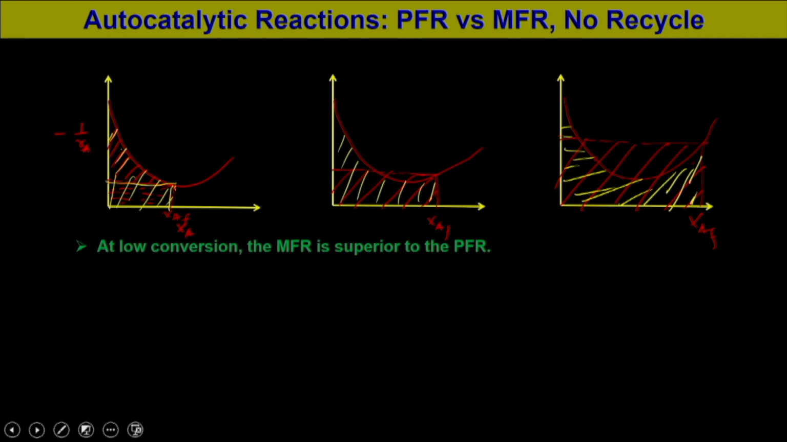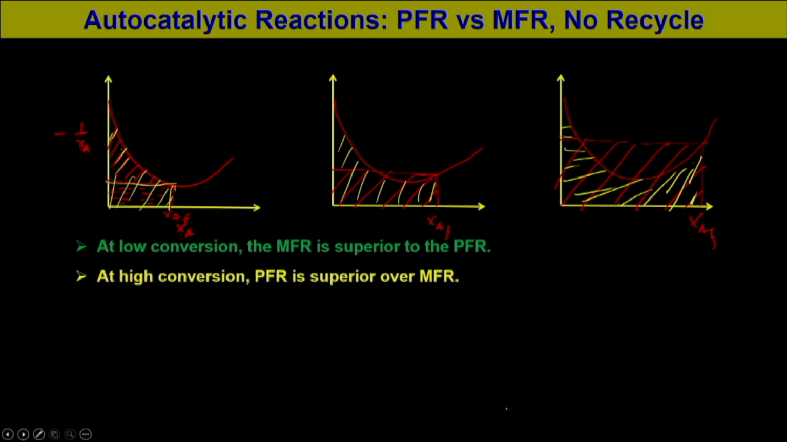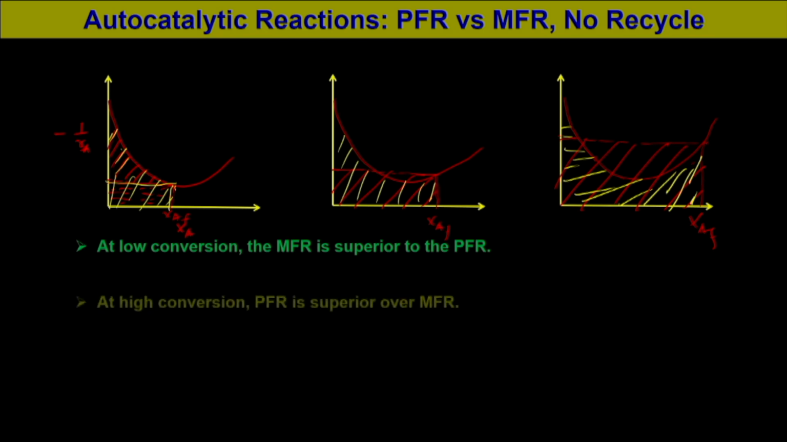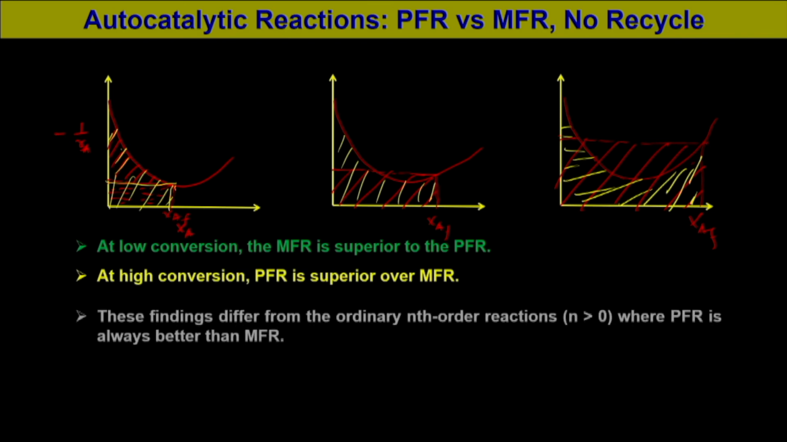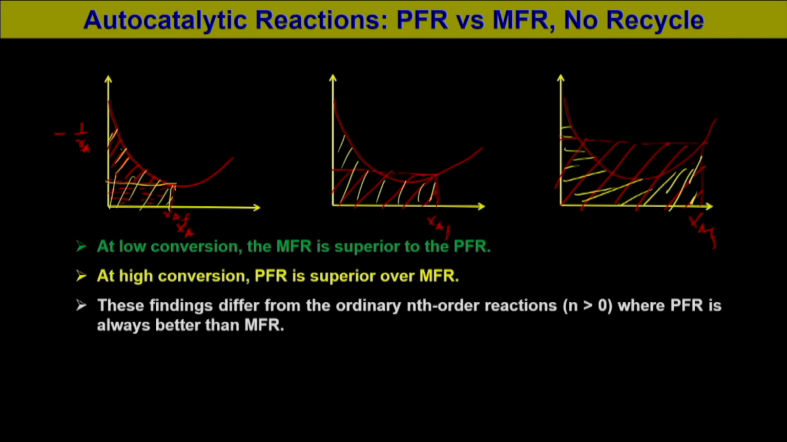So, if we go to moderate conversion, say XAF, at high conversion, here we can see PFR is superior compared to the CSTR, because the volume requirement for PFR is small compared to the CSTR. This finding differs for an ordinary nth order reaction, that is n greater than 0, where PFR is always greater than MFR.